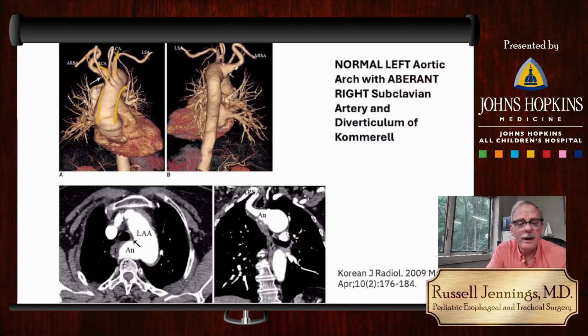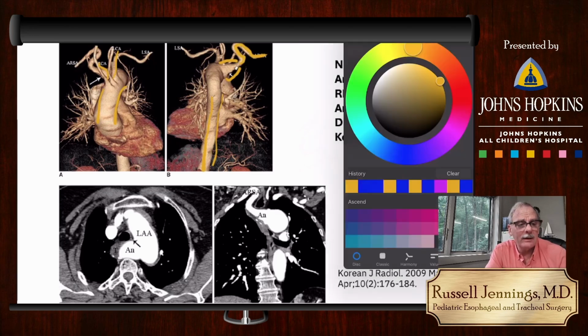We can see this better from the back. Here's the descending aorta right here. And we can see this dilated segment right here is the diverticulum of Kommerell going to the aberrant right subclavian artery. Well, when we see the CT scan, we get a better idea of exactly what's going on.